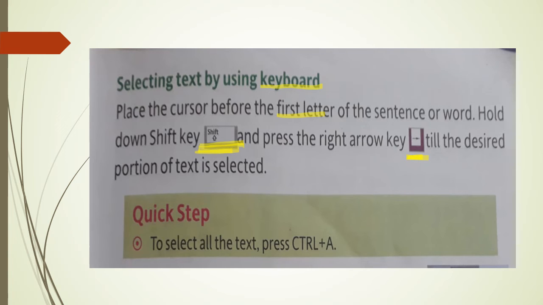And this is the quick step. To select all the text, just press Ctrl plus A. You just hold these two keys, and the whole text will be selected.